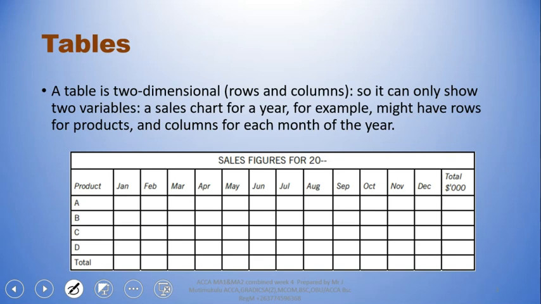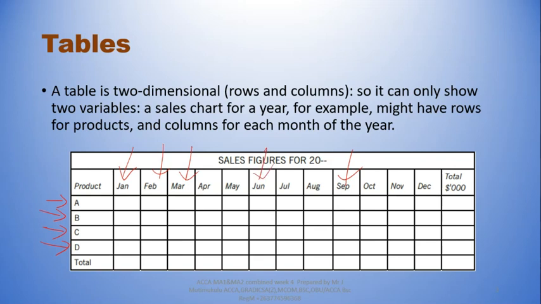Now, a table is two-dimensional in its crafting, right? Two-dimensional, so it can only show two variables. For example, a sales chart for a particular year might have rows for products, all right? As you can see, these are the rows for the products we are talking about, and columns for each month of the year, and these are the columns, all right? So forth, as you can see, these are the columns, all right?